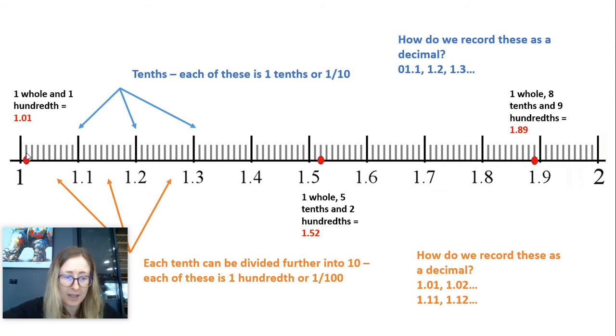So the possibilities for this question are literally endless. There is an infinite number of decimal numbers between 1 and 2. But for you guys, you might focus on just the tenths and the hundredths, or if you're up for a real challenge, tenths, hundredths, and thousandths. So pause the video and have a go.